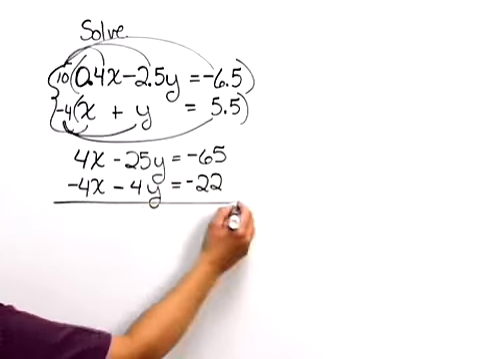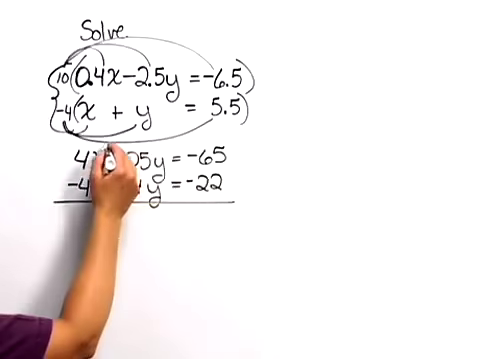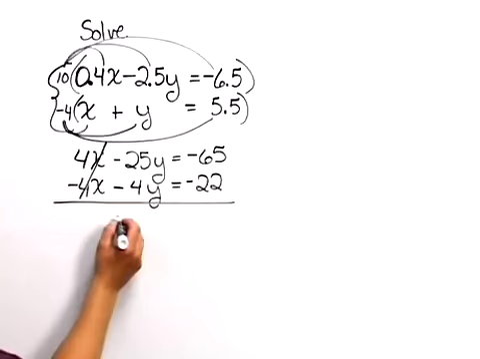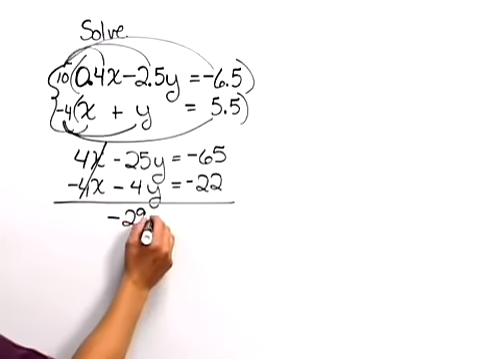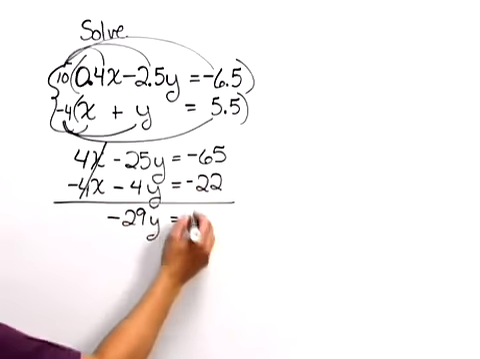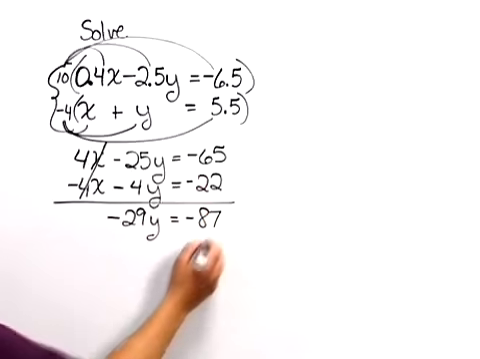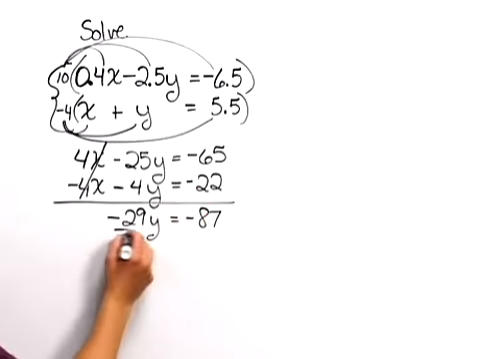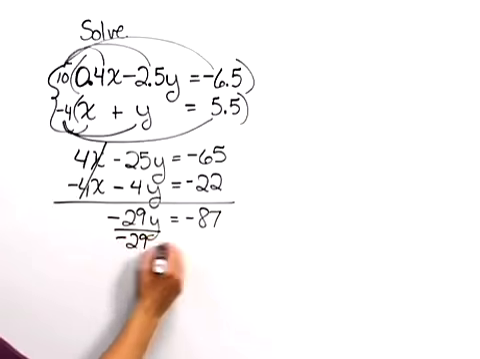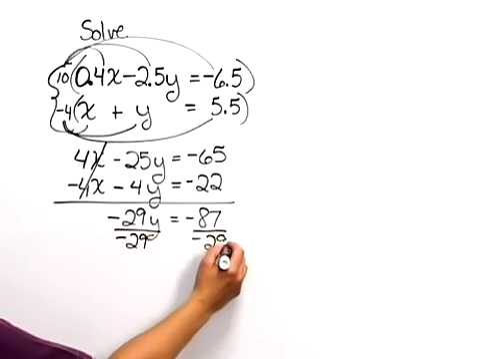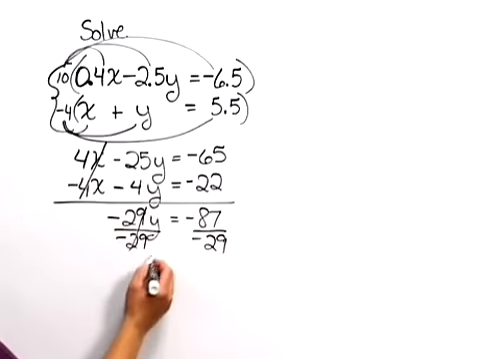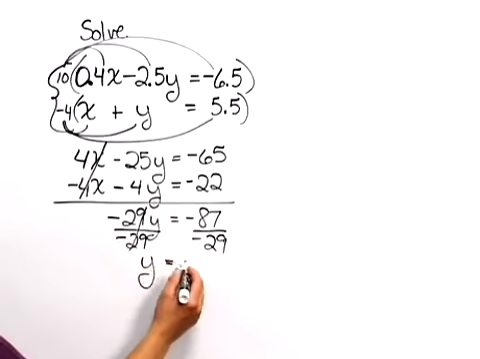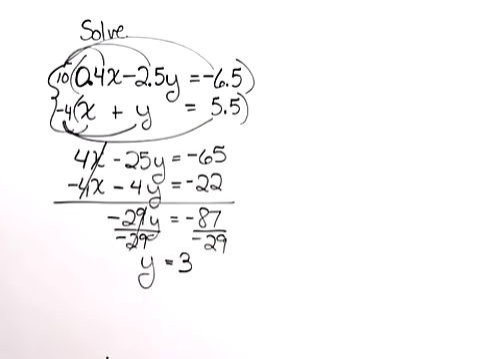If we now go ahead and add our equations together, the x's eliminate, we end up with a negative 29y equaling a negative 87. If we divide by negative 29 on both sides, the negative 29's will cancel. You're left with a y, and negative 87 divided by negative 29 is a positive 3. You can do that calculation in your calculator if you need to.